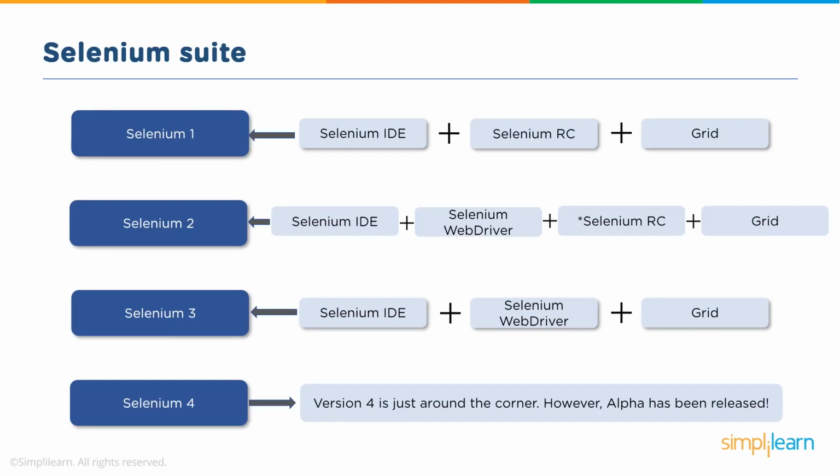When Jason Huggins introduced Selenium, the tool was a JavaScript program. He called it the JavaScript Test Runner. It had one major issue, something called the same origin policy. So what is the same origin policy?